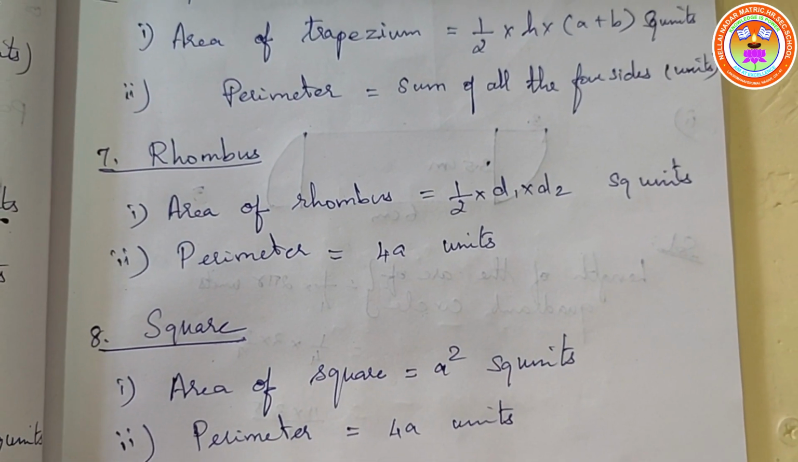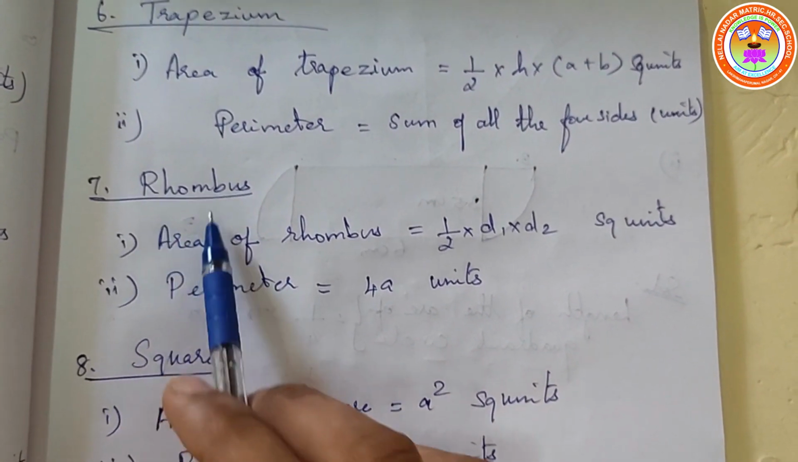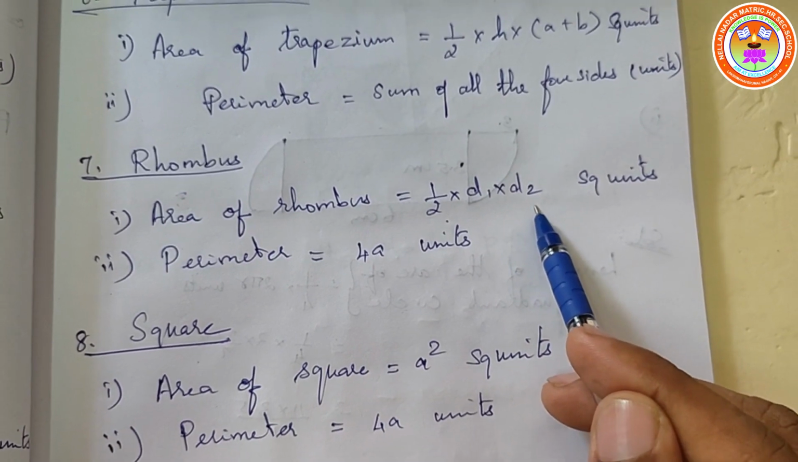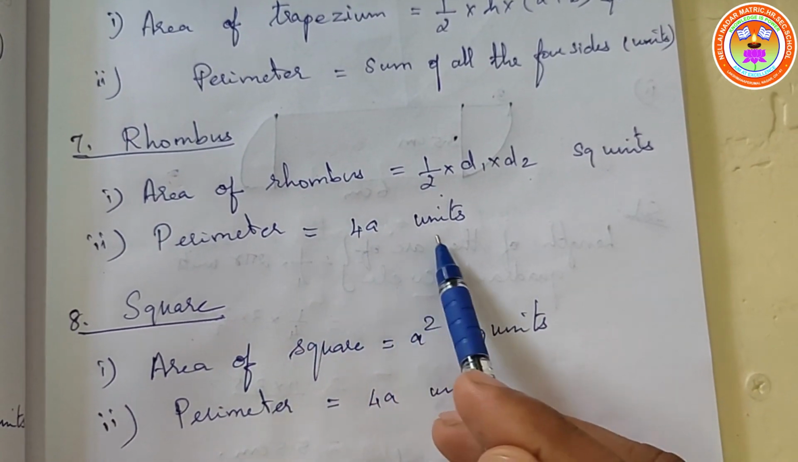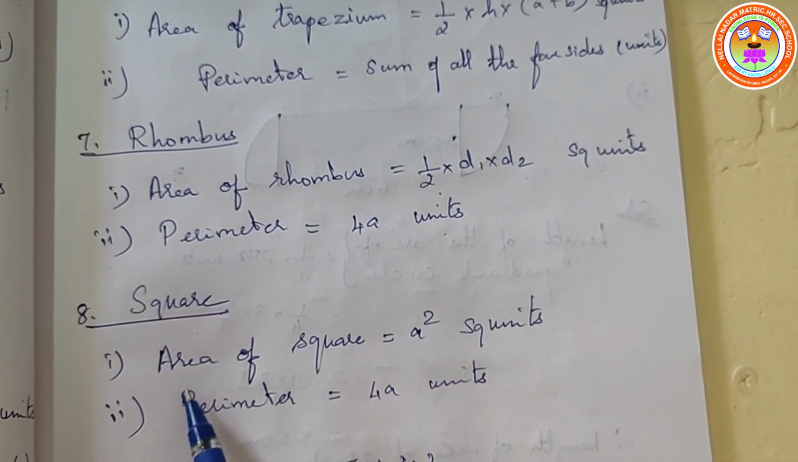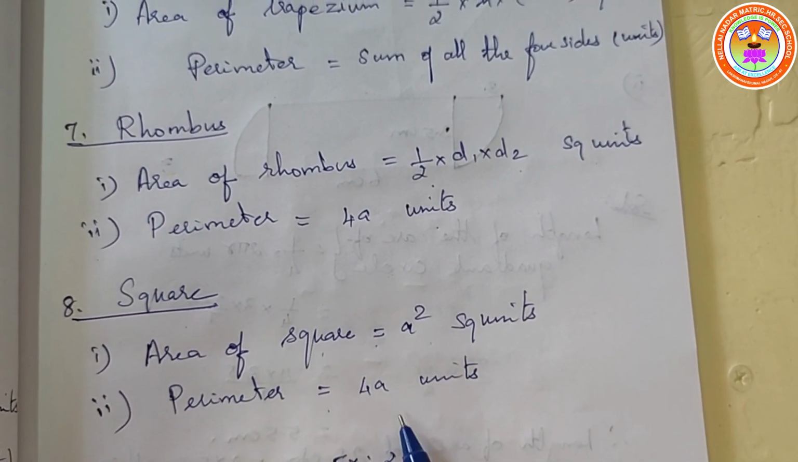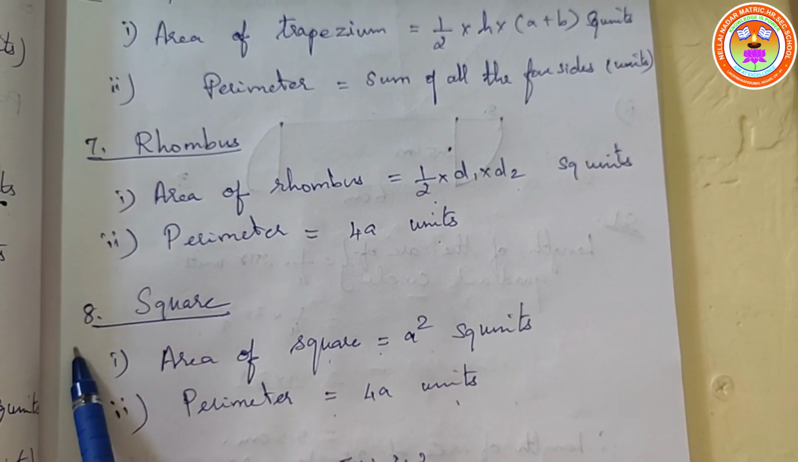You can pause it on that place and write down. Rhombus: area of the rhombus is half into d1 into d2 square units. Perimeter is 4a units. Square: area of the square is a square units. Perimeter is 4a units.